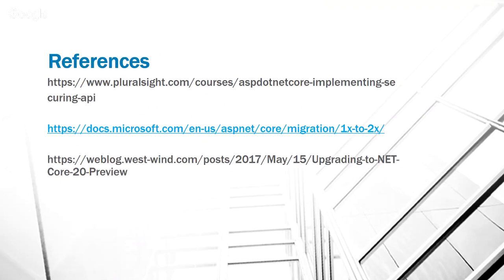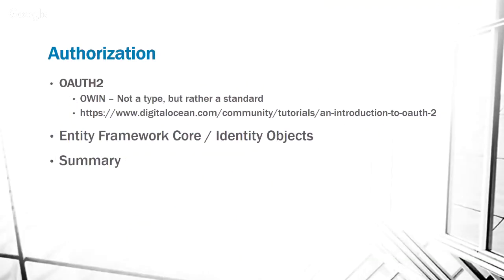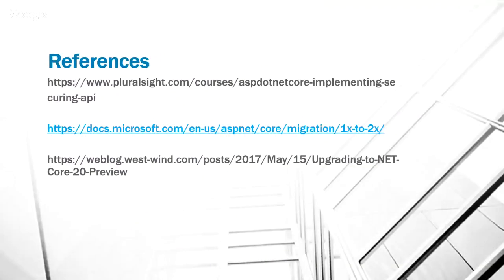Oh, and I clicked the button, sorry. So I included references for a lot of things I talked about. A lot of what I talked about is in that Pluralsight course. They didn't have any of the .NET Core 2.0. So what I've shown you today was a culmination of a whole bunch of references. Migrating from 1.x to 2.x in .NET Core is another one, and just upgrades.